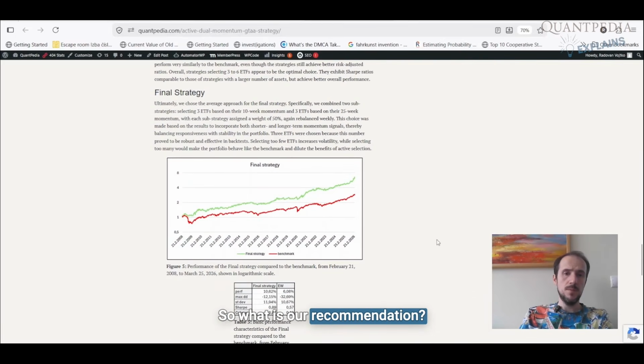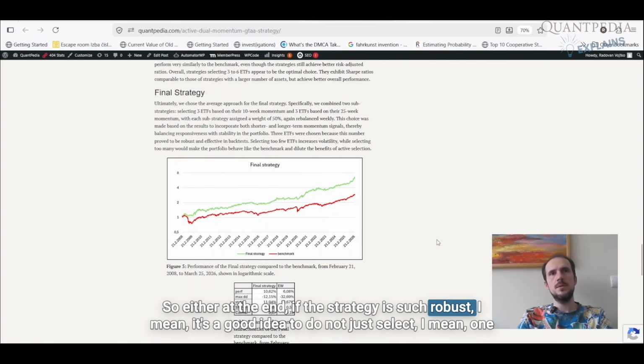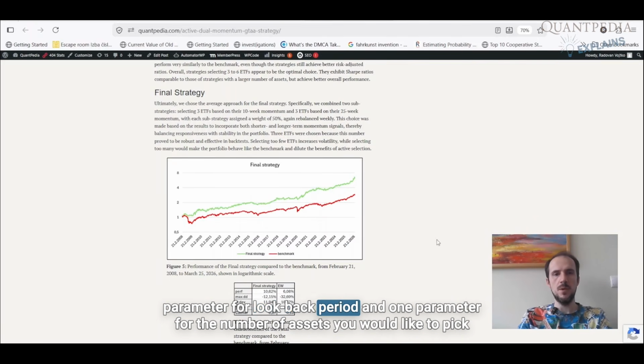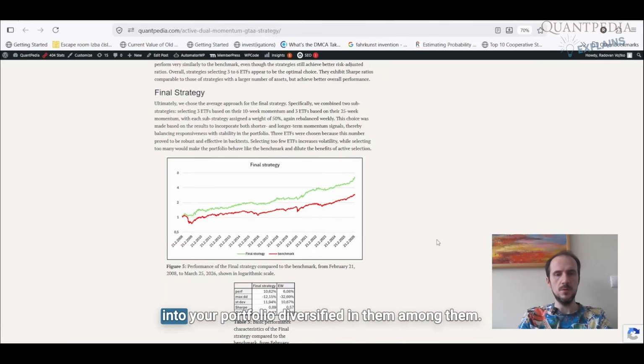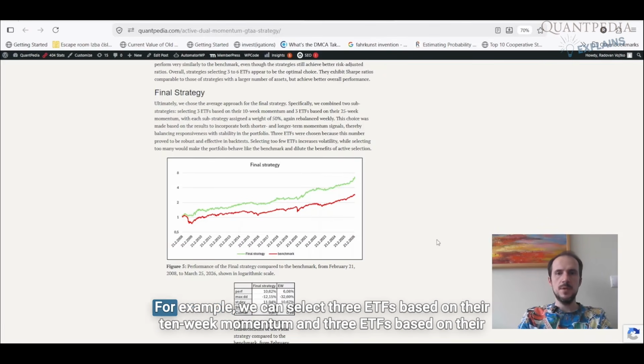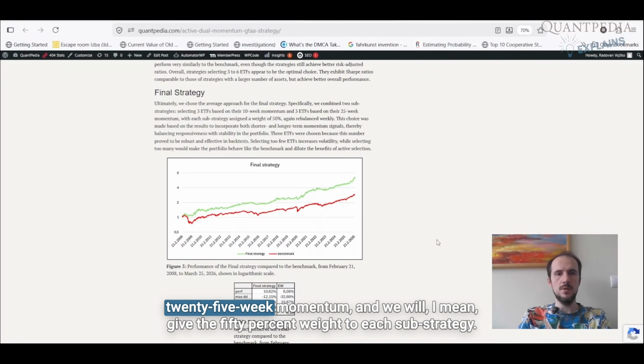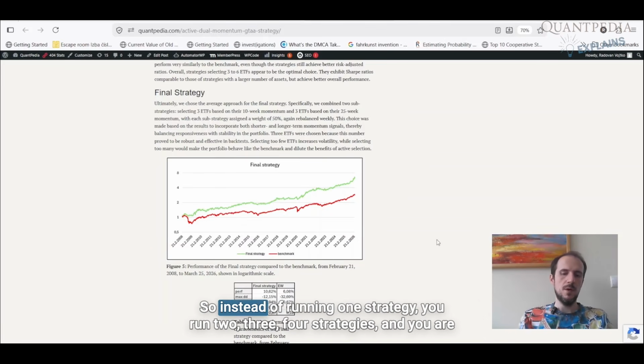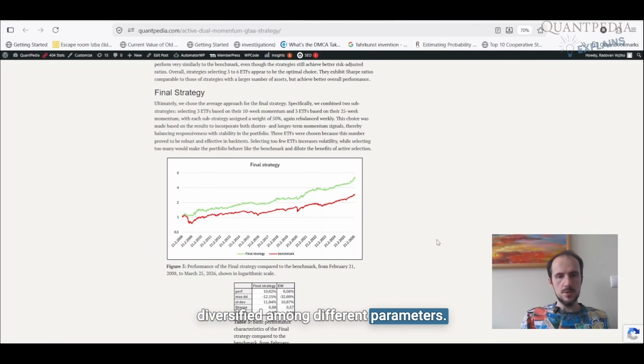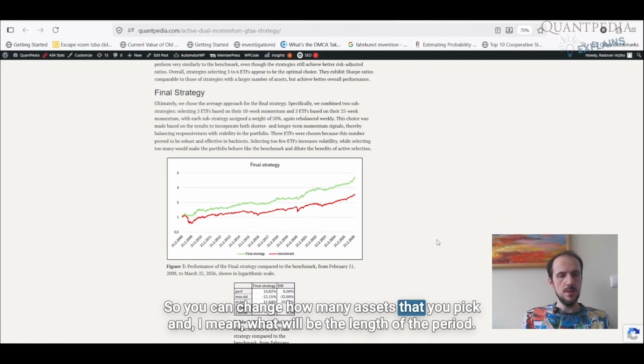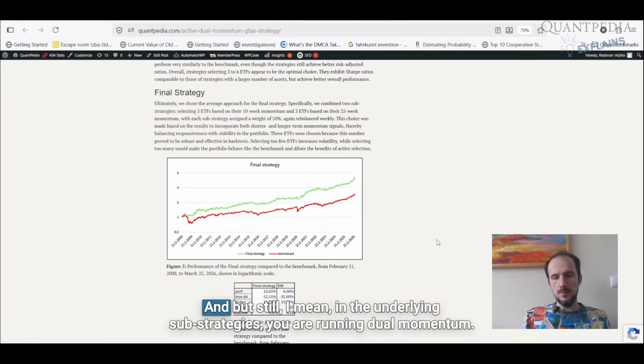So what is our recommendation? If the strategy is so robust, it's a good idea not to select just one parameter for the look back period and one parameter for the number of assets you would like to pick into your portfolio, but to diversify among them. For example, we can select 3 ETFs based on their 10-week momentum and 3 ETFs based on their 25-week momentum, and give 50% weight to each sub-strategy. So instead of running one strategy, you run 2, 3, 4 strategies, and you are diversified among different parameters. You can change how many assets you pick and the length of the period. But still, in the underlying sub-strategies, you are running dual momentum.